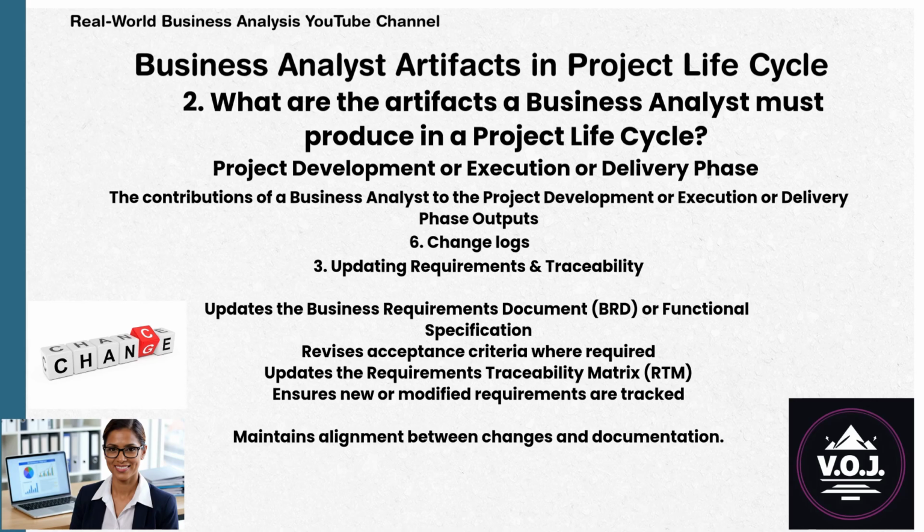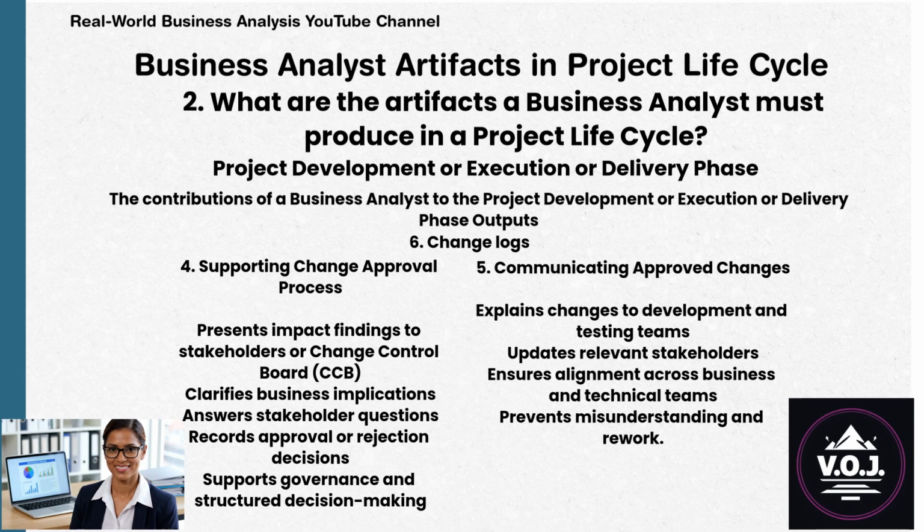3. Updating requirements and traceability. The BA updates the Business Requirements Document (BRD) or functional specification, revises acceptance criteria where required, updates the Requirements Traceability Matrix (RTM), ensures new or modified requirements are tracked, and maintains alignment between changes and documentation.